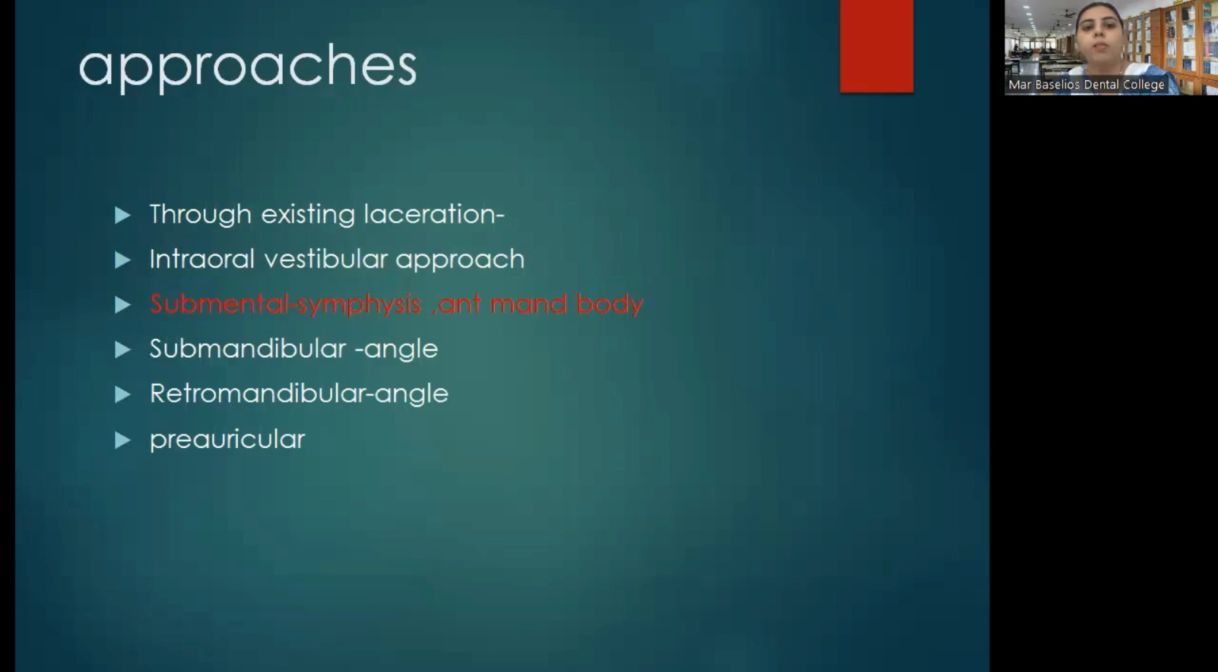We can approach a mandible through the existing laceration, or through an intraoral vestibular approach. In case of symphysis and anterior mandibular body fractures, we can go with the submental approach. In angle regions, we can go with the submandibular and retromandibular approach. And in condylar regions, we go with the preauricular approach mostly. It all depends upon the size of the wound or the site of the fracture.